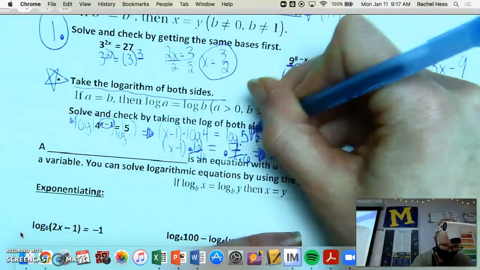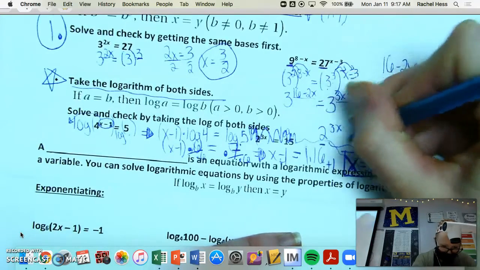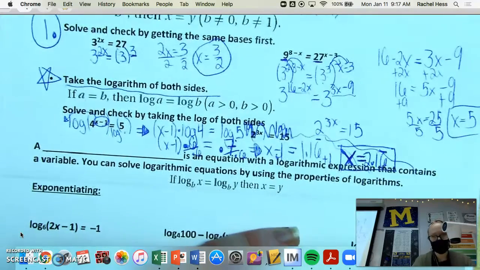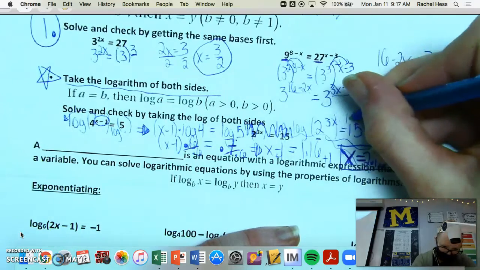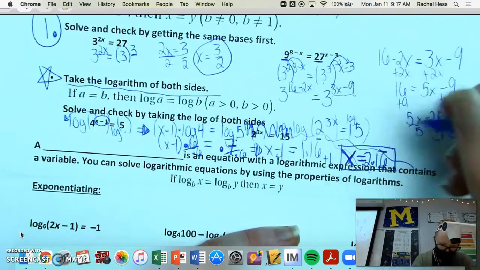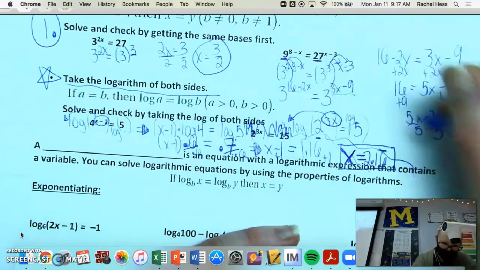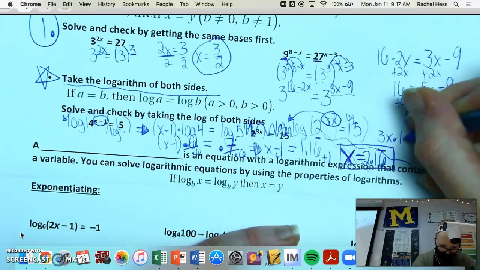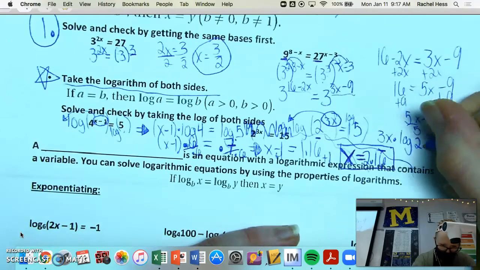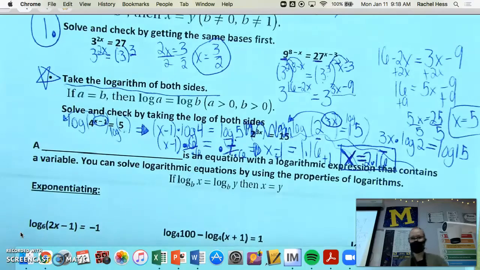Here, I'm going to rewrite this actually. I have 2 to the 3x equals 15, right? I would have to take the log of both sides. And then when I do that, I have to bring that exponent out front to get 3x times the log of 2 equals the log of 15, right?